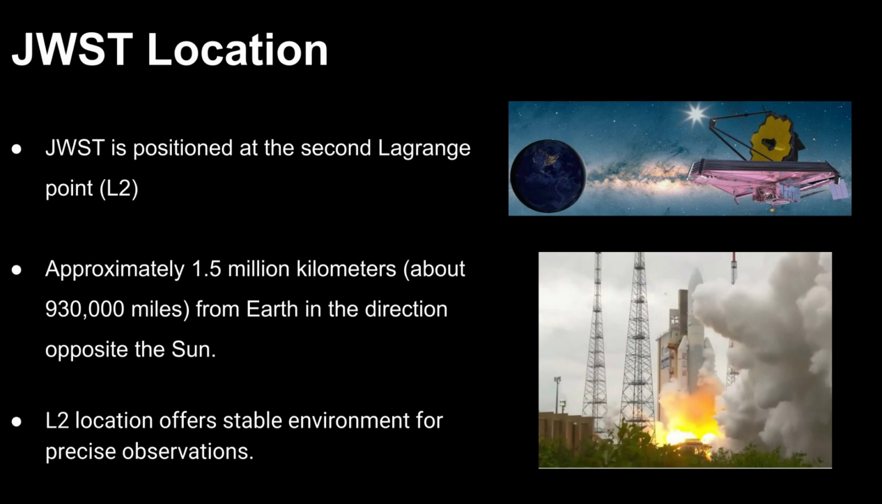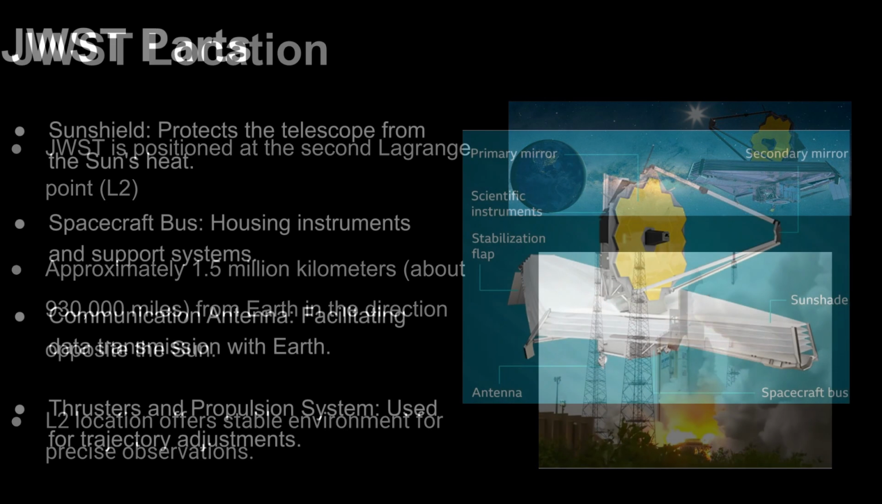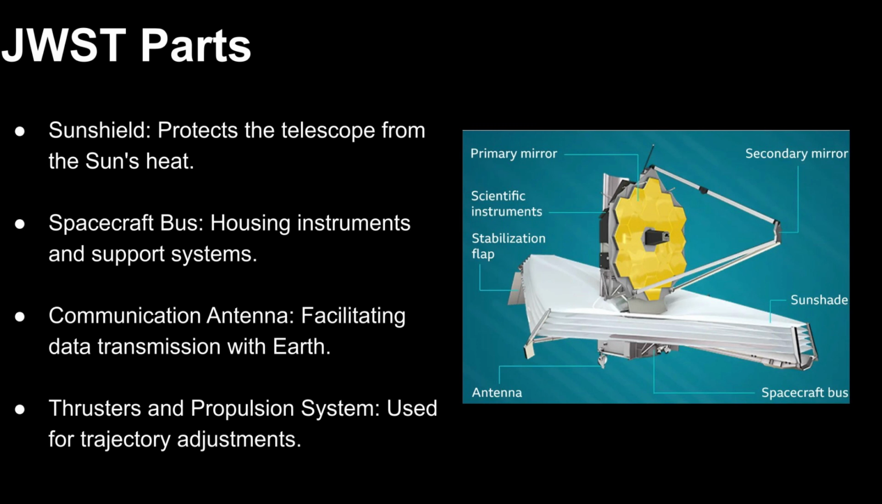A little fun fact is that the James Webb Telescope has reached its destination at L2. It has been orbiting since January 24, 2022. The photo on your right is not the actual scale of how far the James Webb Telescope is from Earth. The photo on the bottom is when the James Webb Telescope was launched from Earth. Next, I will be talking about the significant parts of the James Webb Telescope.